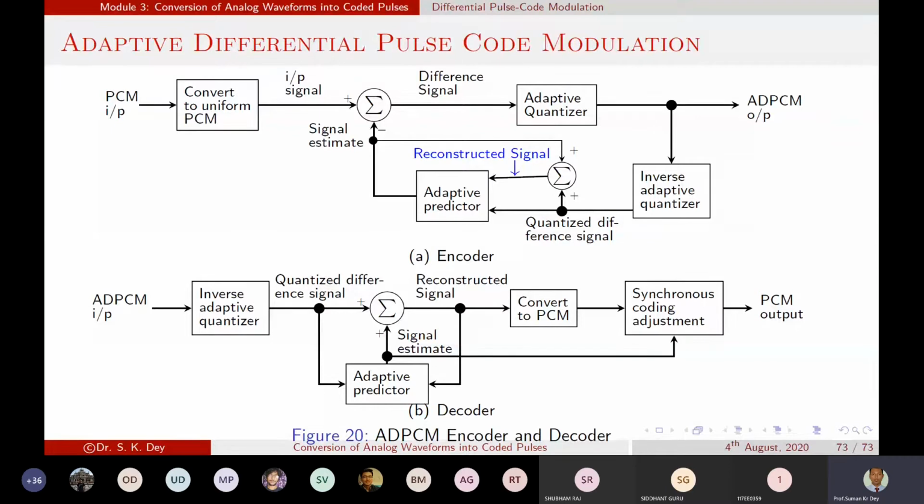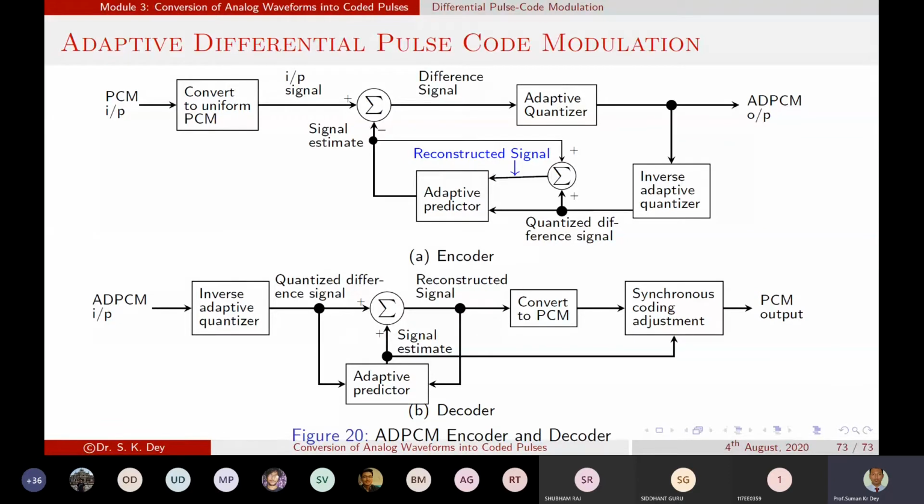Suppose that when we transmit a signal using the full samples, it requires 8 bits to represent a sample value. When we send the difference between two consecutive or adjacent samples, the number of bits required will reduce. In that way, we are improving the efficiency.